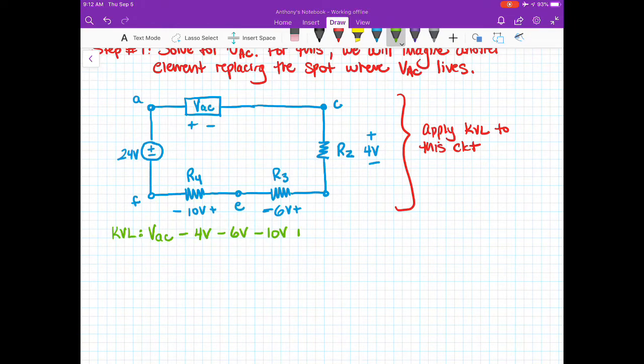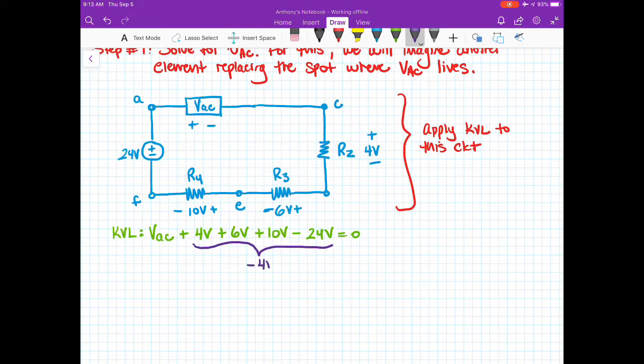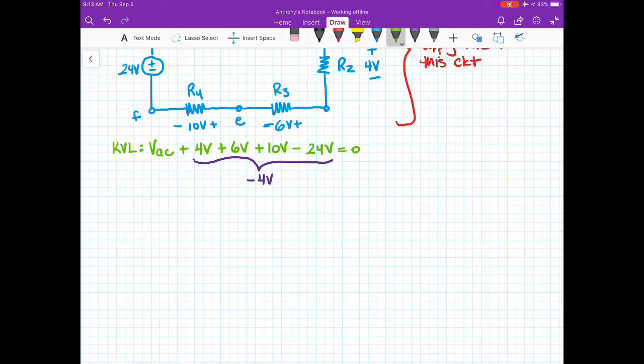Sorry, I made a mistake here. 4 volts, 6 volts, and 10 volts all agree with the polarity of VAC. So those are plus, plus, plus. And then it's minus the 24 volts equals 0. So we just use our algebra. We have 10 plus 6, 16, plus 4 is 20. So 20 minus 24 gives us negative 4 volts here. And then we move that to the other side, and what we're left with is VAC equals 4 volts.